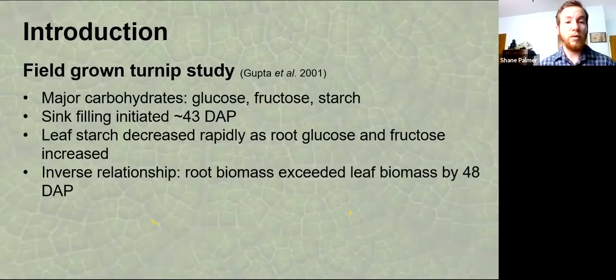One of the major papers that I was able to find was a field study with turnips. It just looked at how turnips behave and what they do while they grow. The major carbohydrates are glucose, fructose, and starch. In this particular study, sink filling, which is the tubers, initiated around 43 days after planting. The starch levels in the leaves decreased rapidly as the root glucose and fructose were increasing. So there's an inverse relationship, and maybe a competitive relationship, between roots versus shoots. Eventually the root biomass did exceed the leaf biomass by around 48 days after planting.